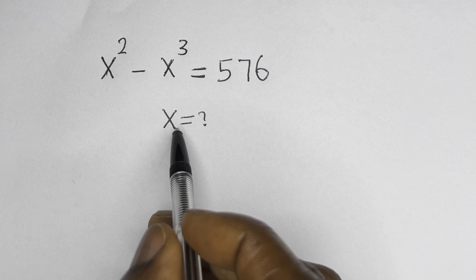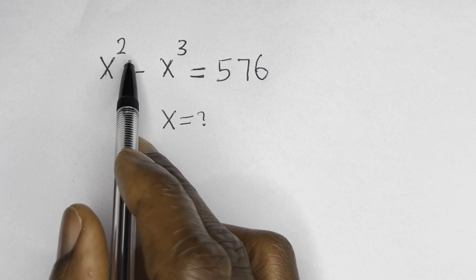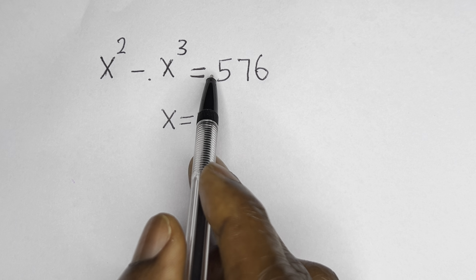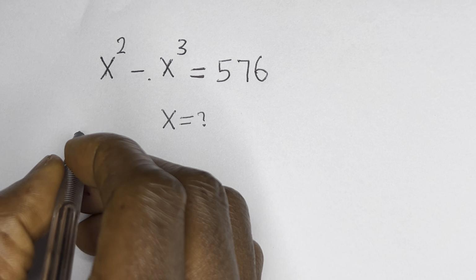Hello, how to solve for s in this equation? s squared minus s raised to power 3 is equal to 576. Solution.